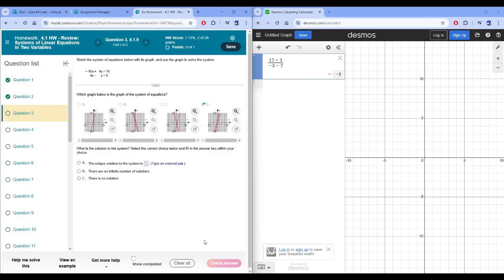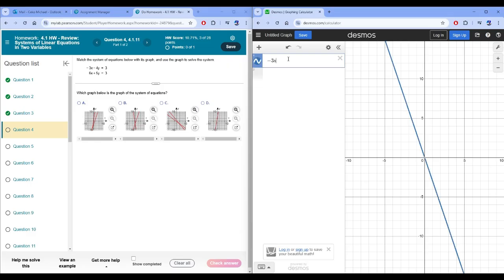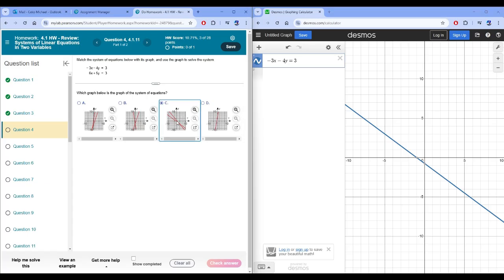All right, moving on. What is the solution set? There is no solution. All right, this one, so if I look at this, times negative 2, these two lines are going to have a point of intersection. Let's see. Check this out. If I do negative 3x minus 4y is equal to 3, and my second equation, it's going to be C.